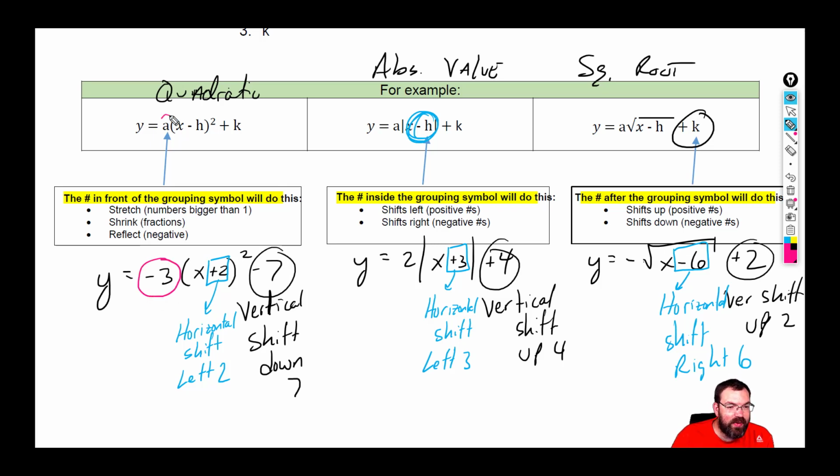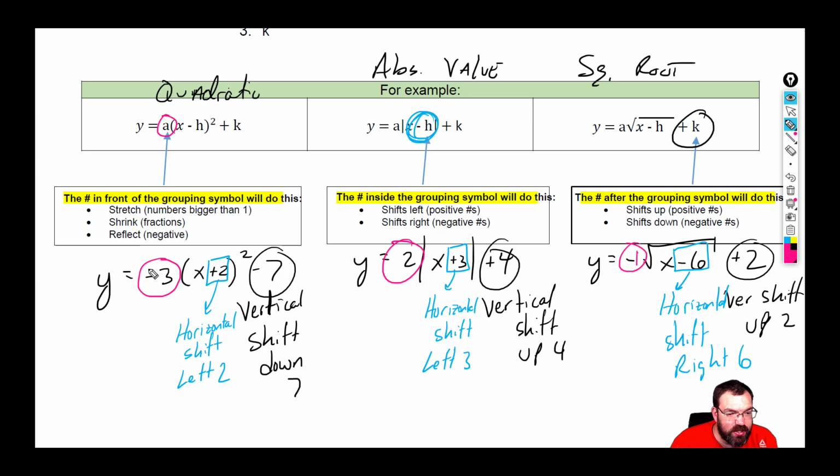All right, so let's go here. This is our a value, the number in front of the parentheses, the absolute value, or the square root. That's the a value. So the negative 3, the 2, and hopefully you see that this is really a negative 1. You don't have to put the 1 there if you don't want to. I usually don't, but for the sake of the video, I'm going to help you out.